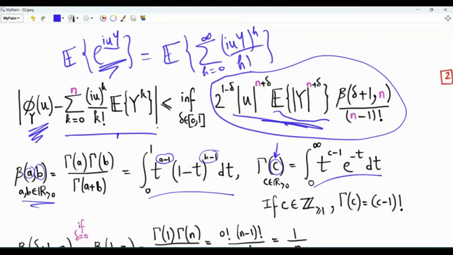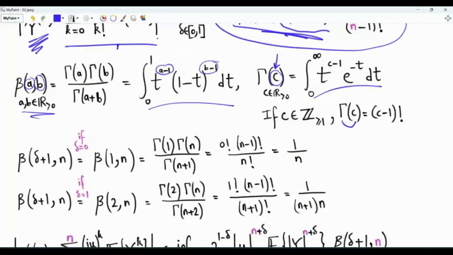Note that if this c is a positive integer, then the gamma function, gamma of c, is exactly the factorial of c minus 1. What is this beta function if delta is equal to 1? And what is this beta function if delta is equal to 0? So if delta is equal to 0, we have beta of 1 comma n. That's gamma of 1, which is the factorial of 0, that's 1, times gamma of n divided by gamma of n plus 1. And so this is the ratio of n minus 1 factorial to n factorial, which is 1 over n.